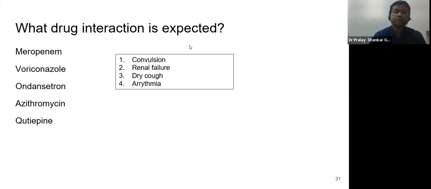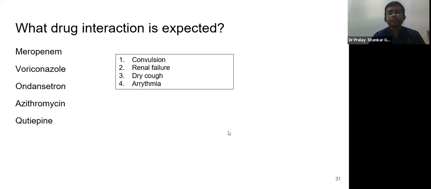I hope many of you see this type of prescription. It is not very uncommon. Out of 10, at least one prescription you will get like this. So if you remove meropenem from this list, and if you remember your psychiatrist who is prescribing quetiapine, you will remember that each time the psychiatrist will request one ECG.